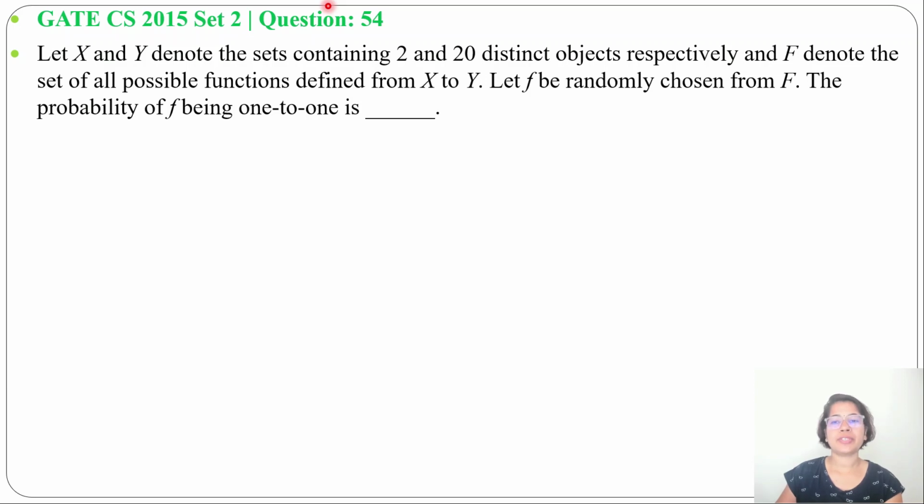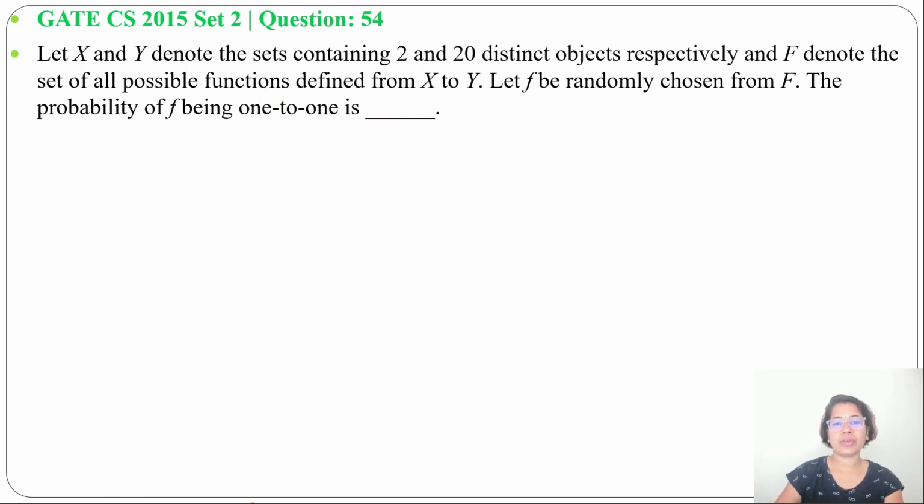Let's solve one previous question of set theory. This question was asked in GATE CS 2015 set 2, question number 54. Let X and Y denote sets containing 2 and 20 distinct objects respectively, and F denote the set of all possible functions defined from X to Y. Let small f be randomly chosen from F. The probability of f being 1 to 1 is dash.